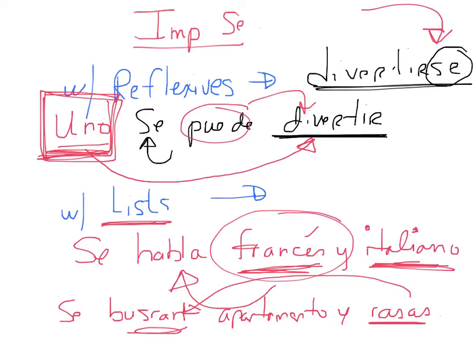Lists of objects that are all singular take a singular verb. A list of objects that's plural would be a plural verb, or a list of objects where we have a mixture of singular and plural words, it's going to be a plural verb. So just be careful with those two items.